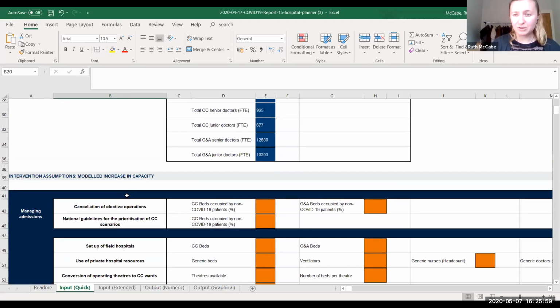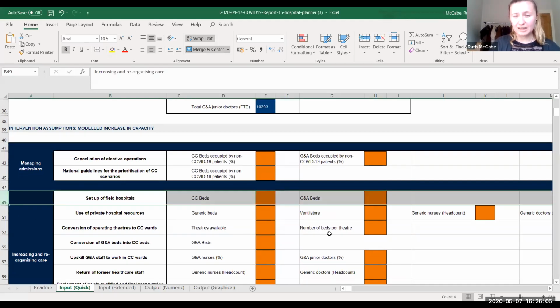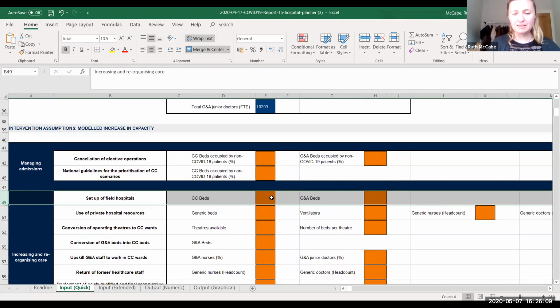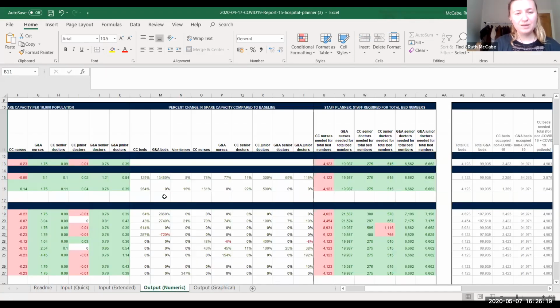So again, I'm just going to scroll further down and find my field hospital intervention. That's just in row 49 here. So as before, I just need to know the critical care beds, which is 500 for critical care, and 8,000 for general and acute. So then I can look at my output.